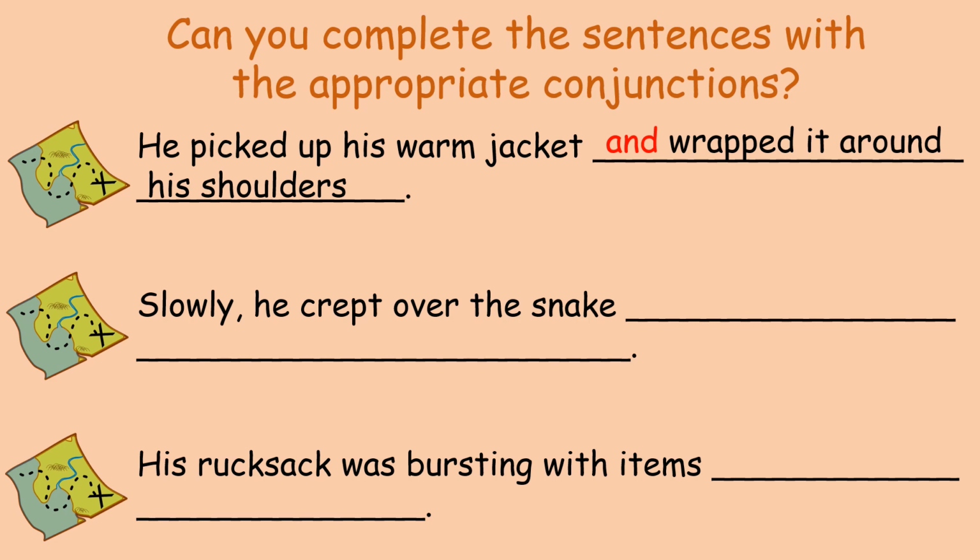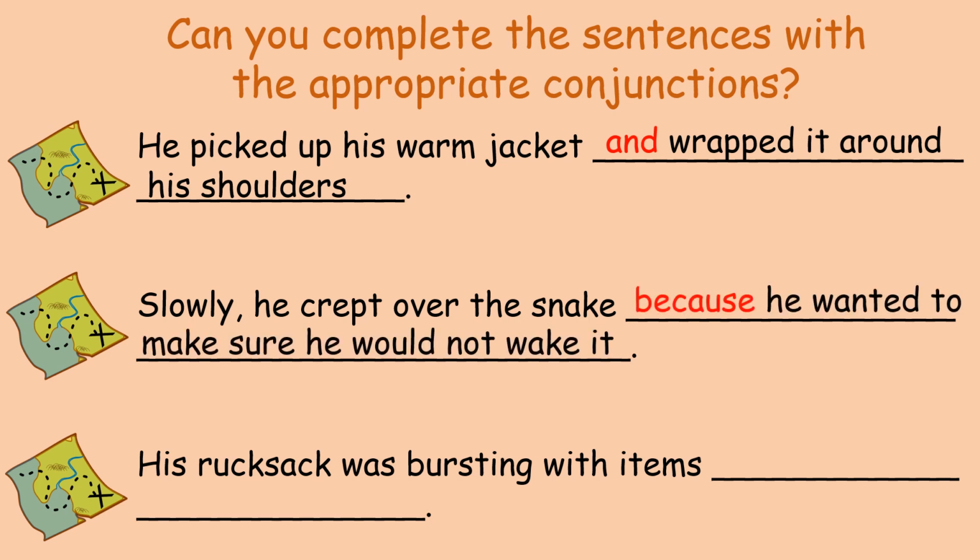Second sentence says, slowly he crept over the snake because he wanted to make sure he would not wake it. Again, choose your own conjunction and finish off the sentence. Third sentence, his rucksack was bursting with items, so he emptied some of them out.